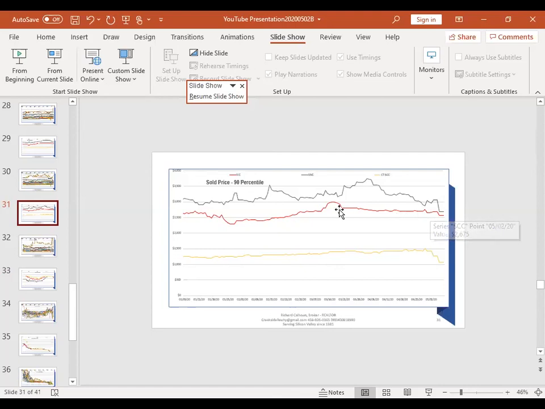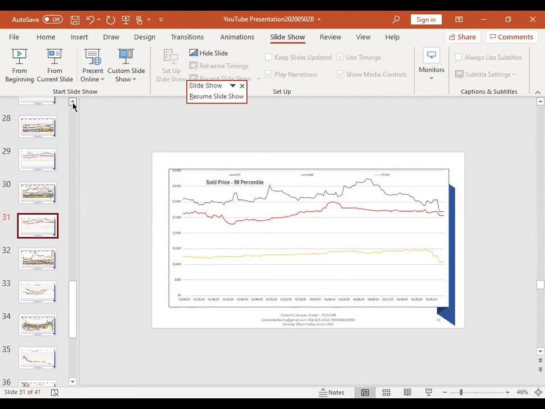We peaked out at basically 2.8 million, and we started the year at 2,625,000. So we went from 2,625 up to 2.8, and we're basically real close down to 2.68. So we'll still have some appreciation for the year for Santa Clara County. So that's what you wanted for the 90th percentile.